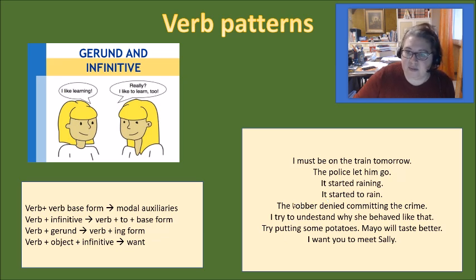However, there are other verbs like try here. Try to understand, there's an R missing here. Try to understand why she behaved like that, and try putting some potatoes, in which the verb try can have either the infinitive or the gerund after it, but in this case, the verb try changes meaning. But this will be the topic of another lesson. So let's start with first things first.